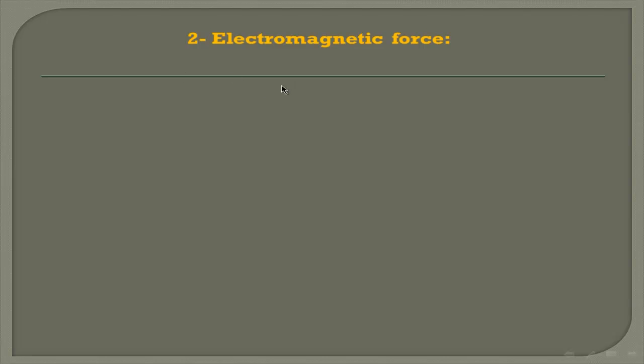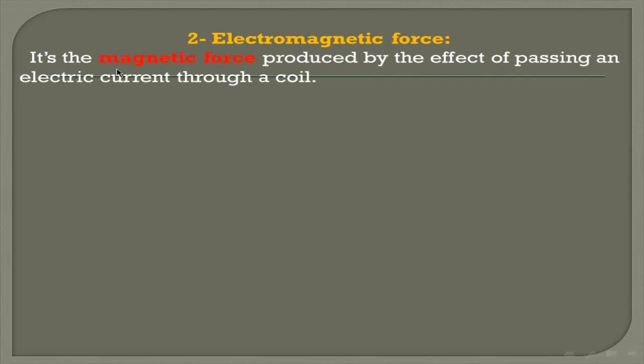The second type of fundamental forces is electromagnetic force. It's the magnetic force. Electromagnetic force is the magnetic force produced by the effect of passing an electric current through a coil.